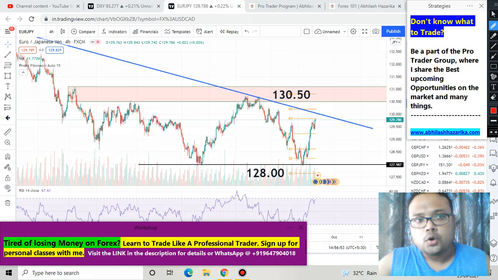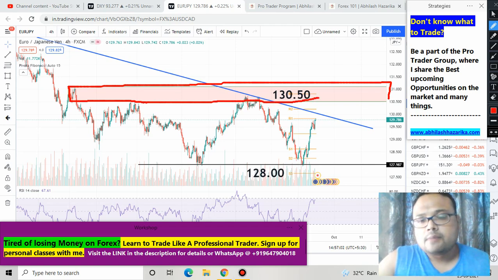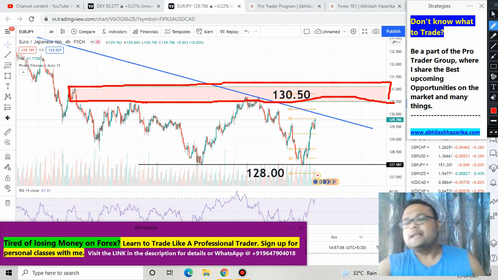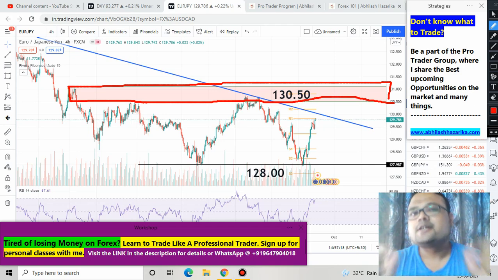First of all, I would like to talk about the level of 130.50. This whole level is the resistance for the market. You can see that whenever the market was trying to go up, it faced selling pressure from above, and therefore 130.50 has been acting as a very strong resistance for the market, and therefore this level deserves a spot in your chart as well.